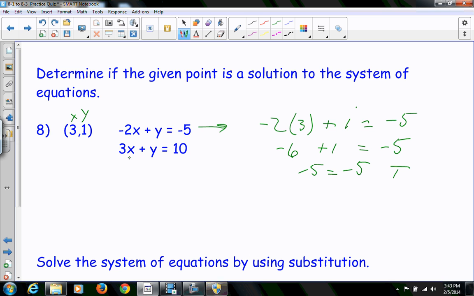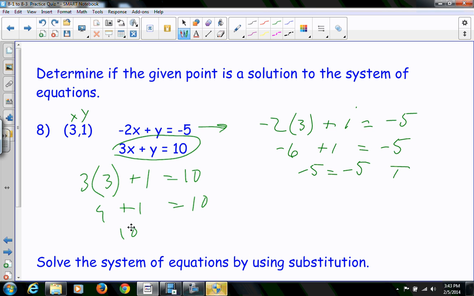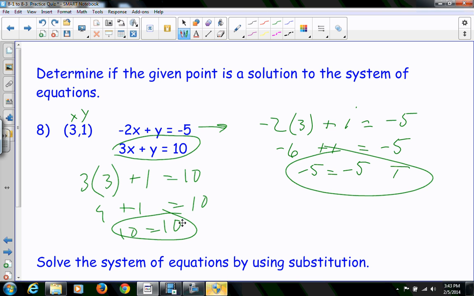Now I got to test this one. So I'll go ahead and do it again. 3 times 3, because I'm plugging in my x for 3 here, plus 1 equals 10. 3 times 3 is 9, plus 1. 9 plus 1 is 10. 10 equals 10. So now, because both of these work, and they're both true, then I can say that 3, 1 is a solution.